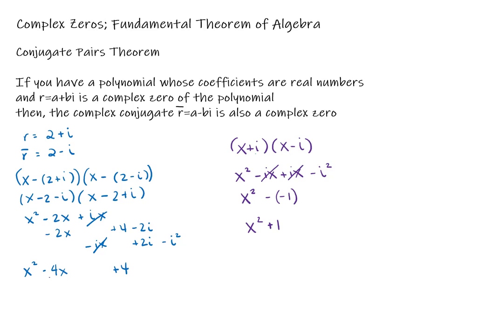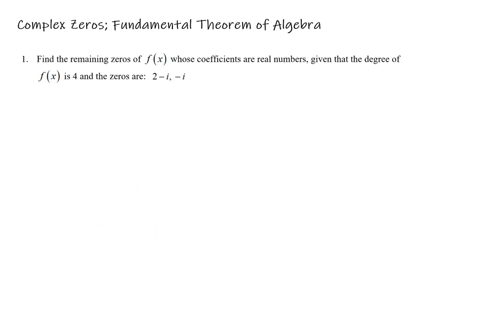I get plus 4. The negative 2i and the plus 2i will cancel out. And then I also get minus negative 1. So I get x squared minus 4x plus 5. And so I had complex zeros, but when you multiply them out and they are complex conjugates, all of those imaginary portions will cancel out if you do it properly, and you will be left with only real number coefficients. Let's use the conjugate pairs theorem to solve question number 1.